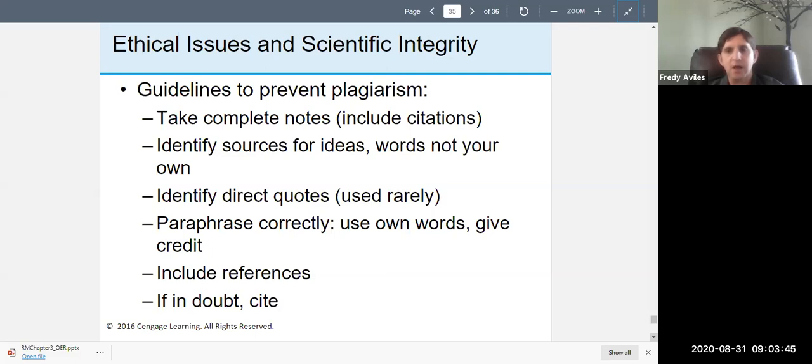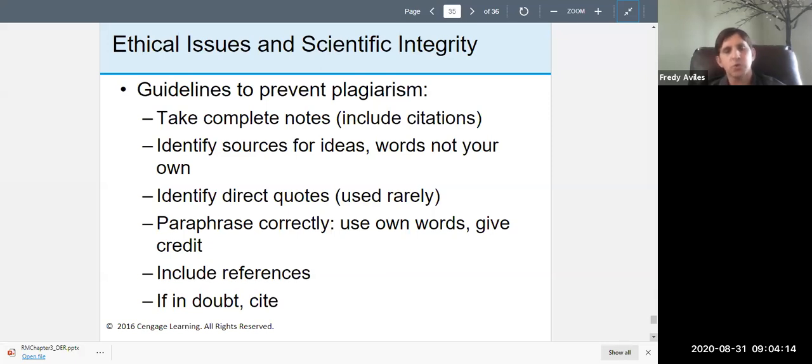Don't just write things down and then later on you forget where it came from, so you just write it as if you're the one who came up with that, or you're the one who did that work, and that's plagiarism. Identify sources for ideas, words that are not your own, okay? There are things that don't have to be cited. That's common knowledge. Things like, depression is a psychological disorder. You don't need to cite that. But if you give a specific definition of depression, right, that is in a certain book or article, then you have to cite that, okay?